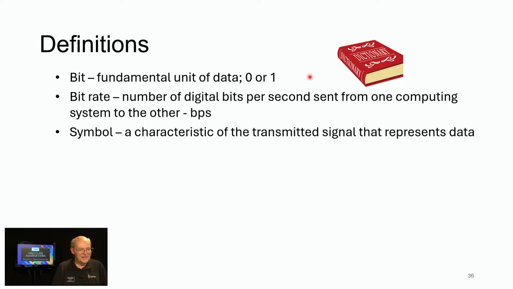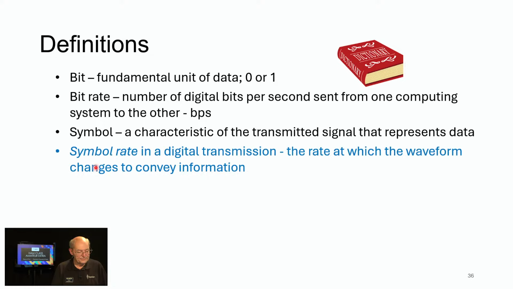Symbol, now we're going to add some complexity here. It's a characteristic of the transmitted signal that represents data. Now, symbol rate and bit rate are not necessarily the same thing, and I'll be demonstrating that. Symbol rate in a digital transmission is the rate at which the waveform changes to convey information. Well, how might the waveform change? Well, we could shift the phase, we could shift the amplitude, we could put in different tone frequencies. So that's what they're talking about, the rate at which the waveform changes to convey information. More on that to come.